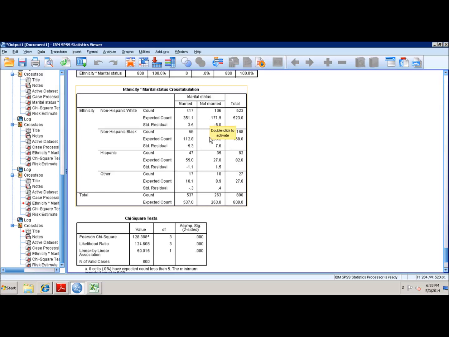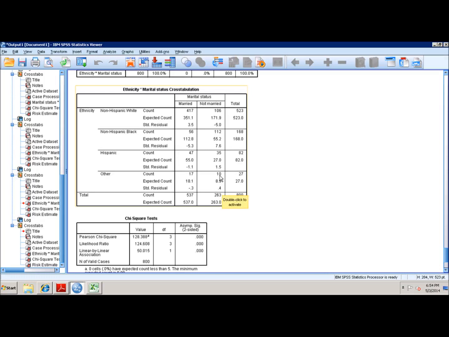So these cells here we see are contributing to our chi-squared test being significant. These cells are deviating from independence significantly here. We can see that there's a large deviation from independence in these cells in particular. For these cells here, we don't see very large deviations.